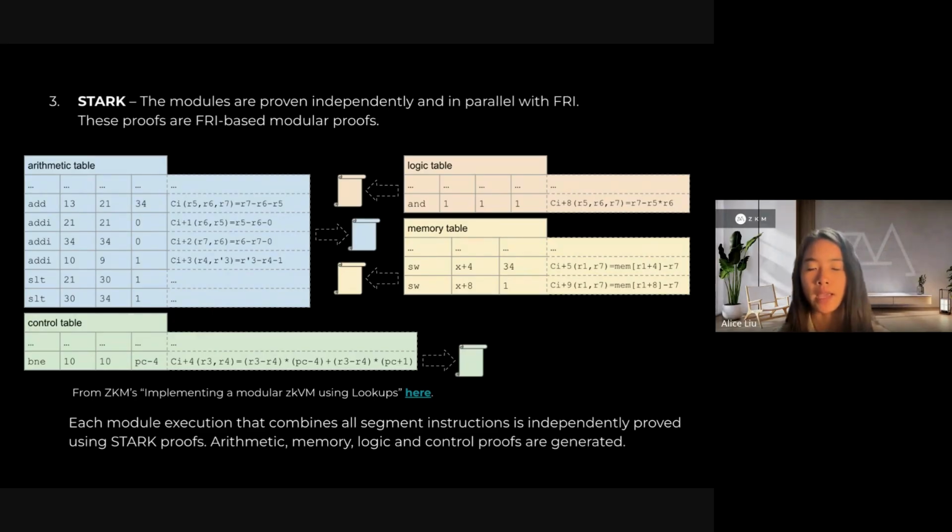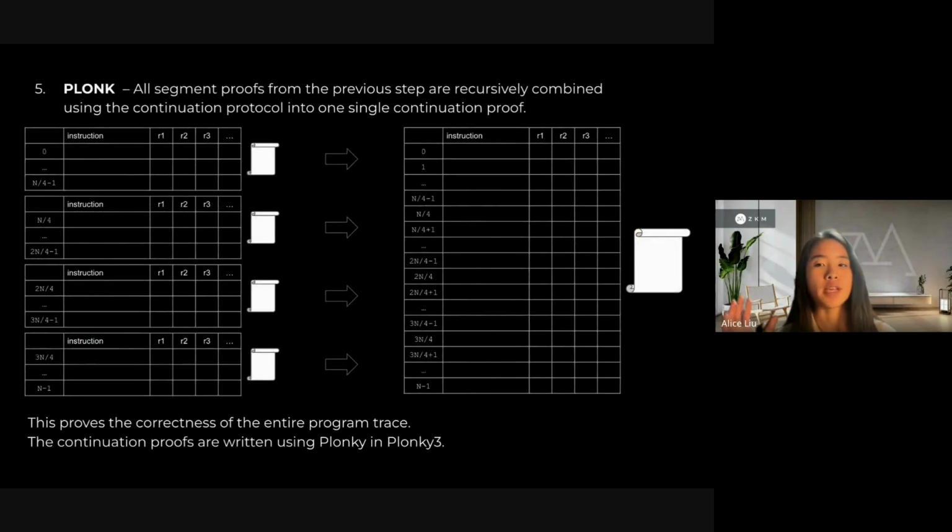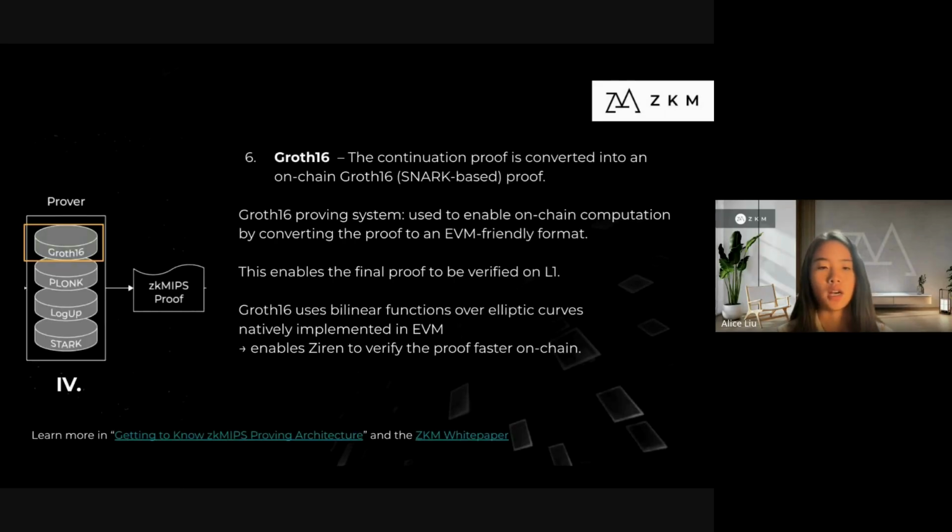So you'll get a proof for each type of table. And then comes the lookup process. We use this lookup scheme, basically combining those proofs into a single proof for each segment. And then all of those segment proofs are recursively combined into a single continuation proof. And that continuation proof is the proof that represents the correctness of the entire program trace.